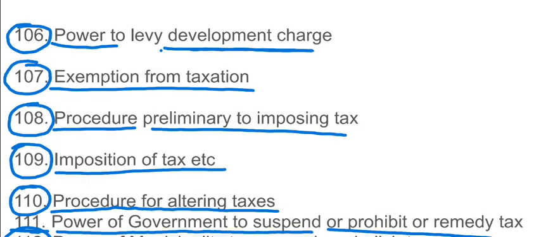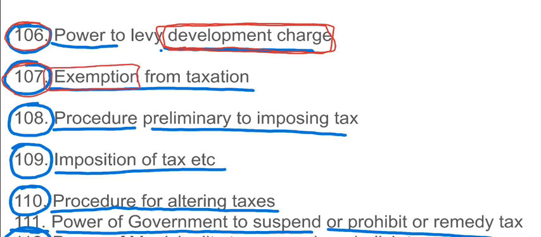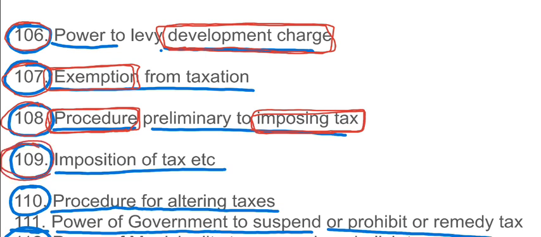Let's now see the key terms. For section 106, development charge is the key word. For section 107, exemption is the key word. Exemption from tax. Section 108, imposition of taxes, the procedure for imposing taxes. Or you can also remember the imposition of taxes. Section 109 imposition of taxes, and for section 108 procedure is the tax imposition.